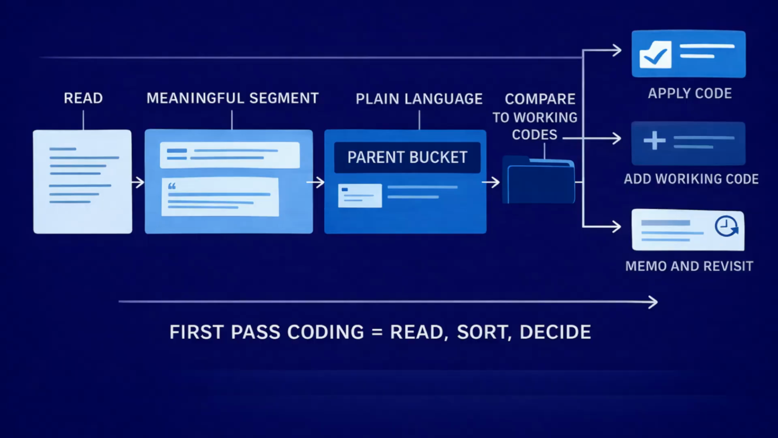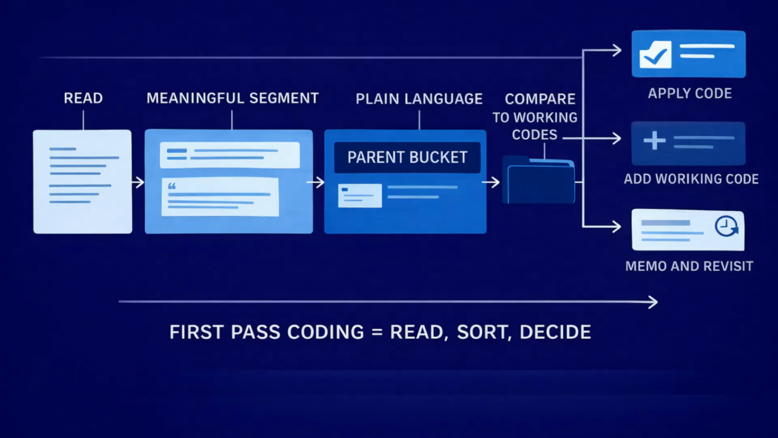At this point, the codebook begins to function as a decision tool during first-pass coding. First-pass coding simply means the first round of coding across the data. It is the early pass where you begin applying the current codebook to actual excerpts. The workflow is direct. You read the transcript, identify a meaningful segment, state in plain language what is happening in that segment, determine which parent bucket it belongs under, compare the segment to the current working codes in that bucket, and then make one of three decisions.